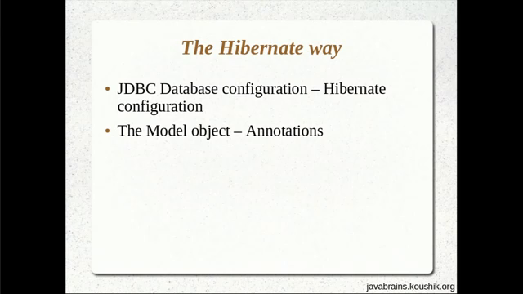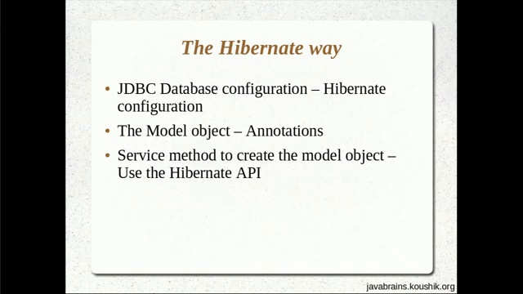Secondly, the model object. We will need to have a model object because Hibernate needs to know what object it needs to save. And we will configure it in such a way that Hibernate knows what needs to be saved and how. So this is again something that will be more clear when we start writing the code. But yes, the model object needs to be written, and we will configure Hibernate to get data out of this model object by using annotations.